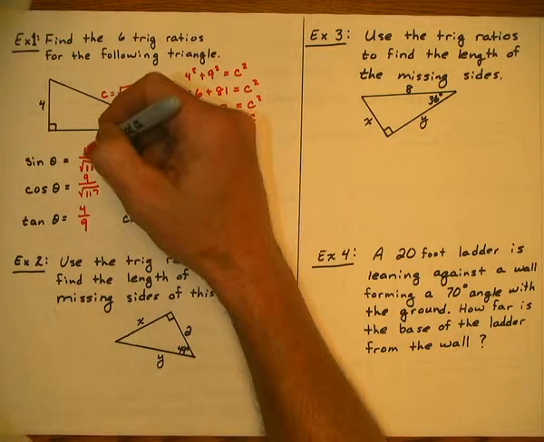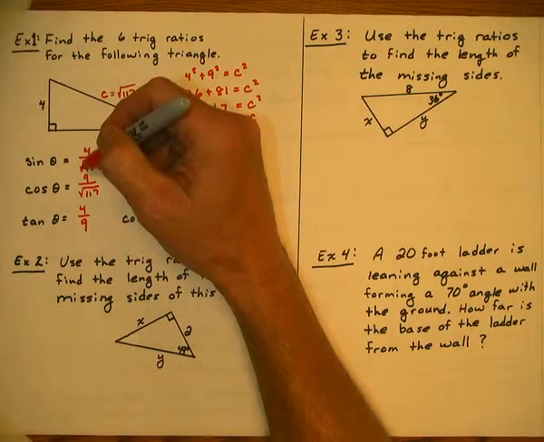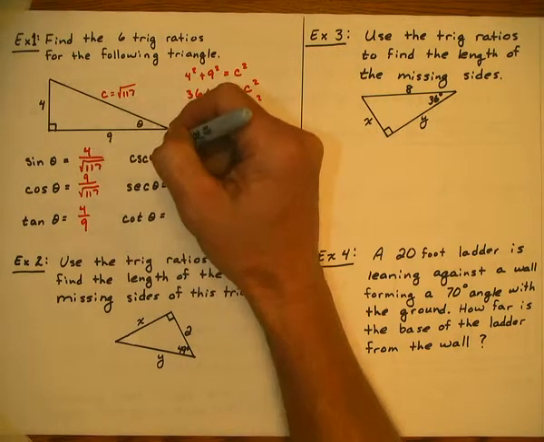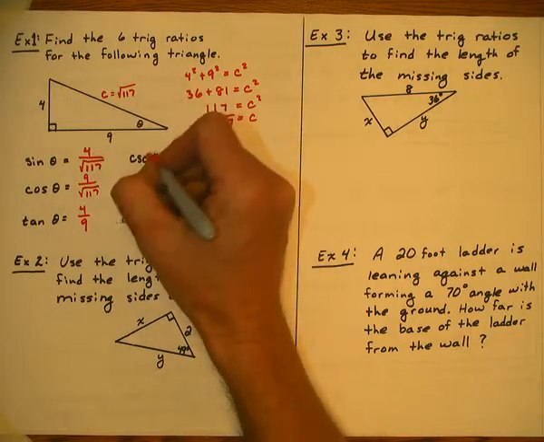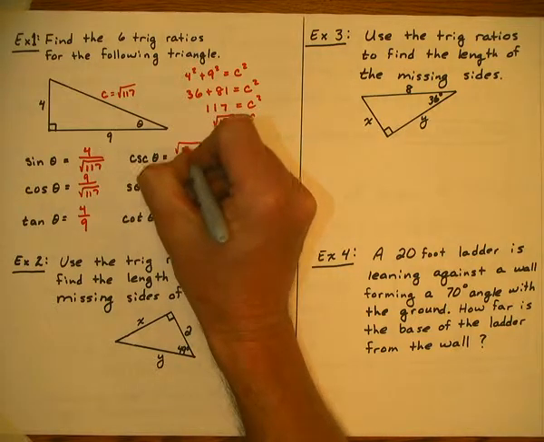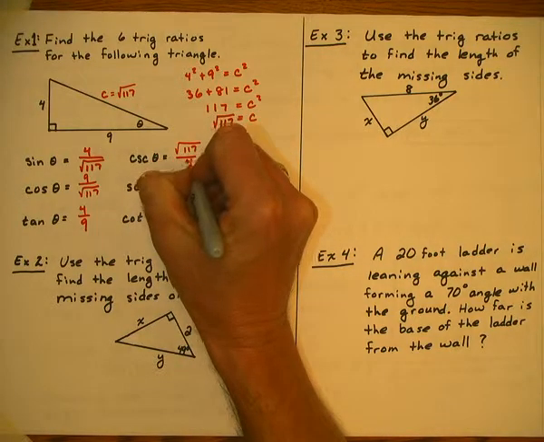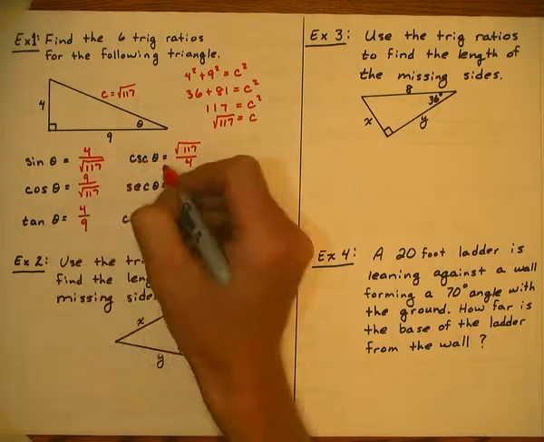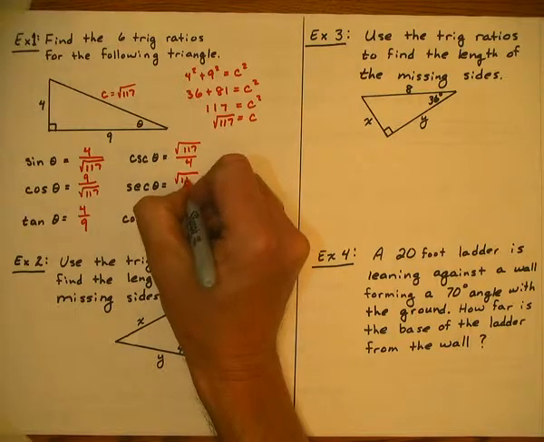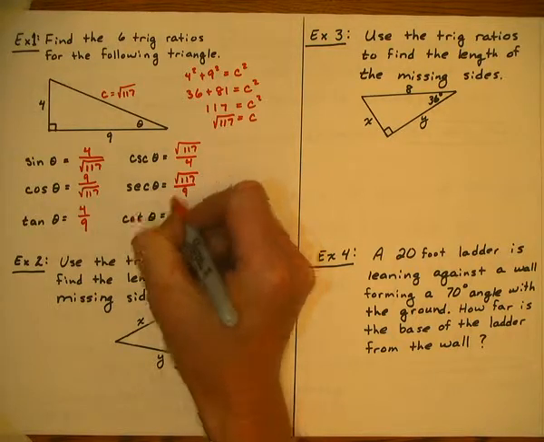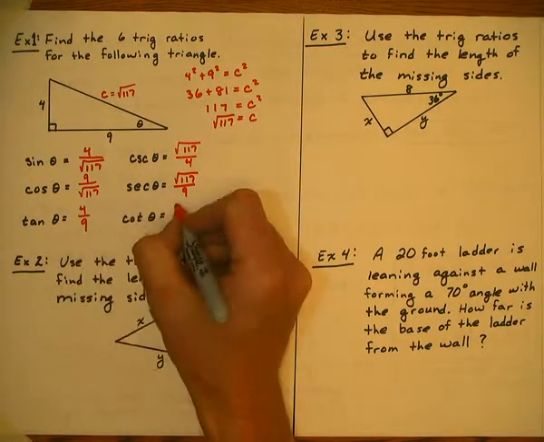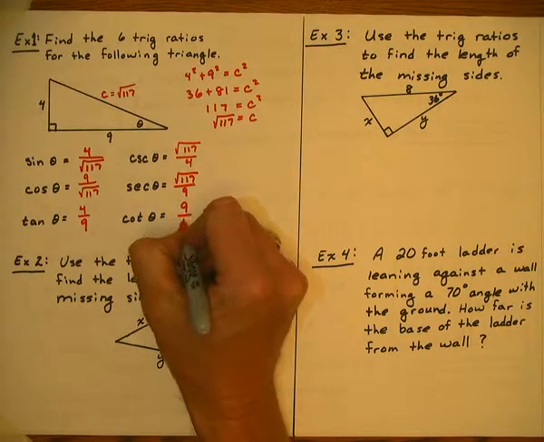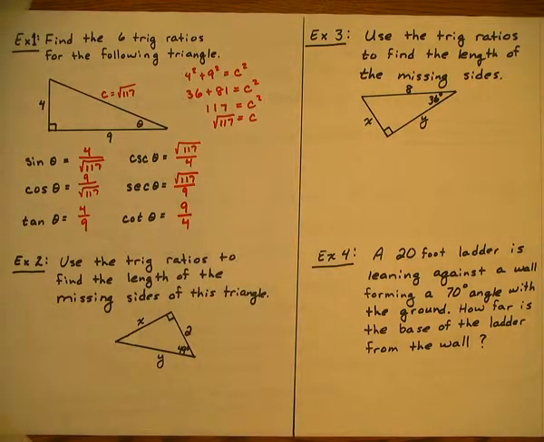Now cosecant was the reciprocal of sine, so cosecant is square root of 117 over 4. Secant was the reciprocal of cosine, which is square root of 117 over 9. And cotangent is the reciprocal of tangent, which would make it 9 over 4.